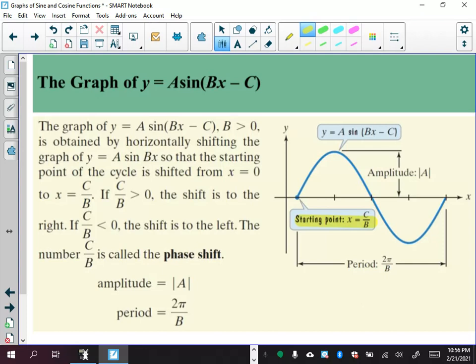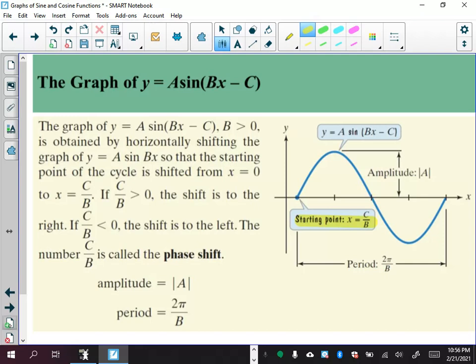So when you're doing this, if your C over B is greater than 0, we are going to be starting on the positive side of your X's. If it's less than 0, then we're going to be starting on the Y portion of it. So just pay attention to which way you're actually going to be doing this, okay?